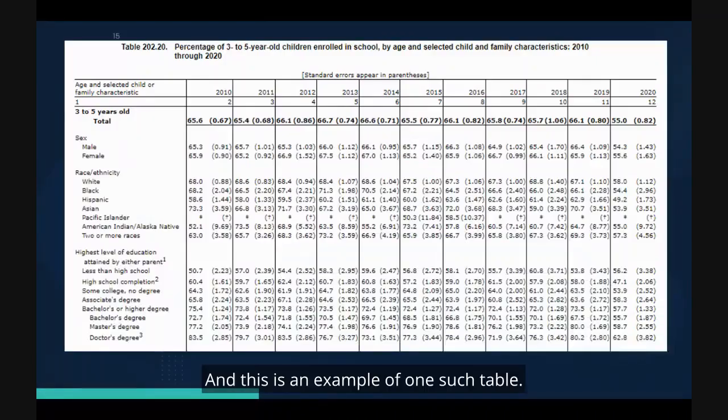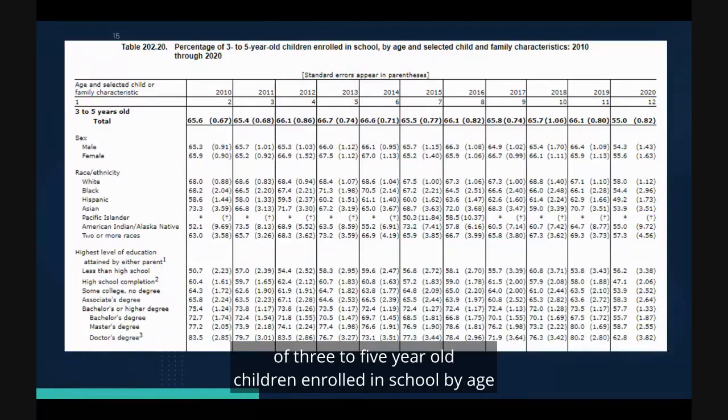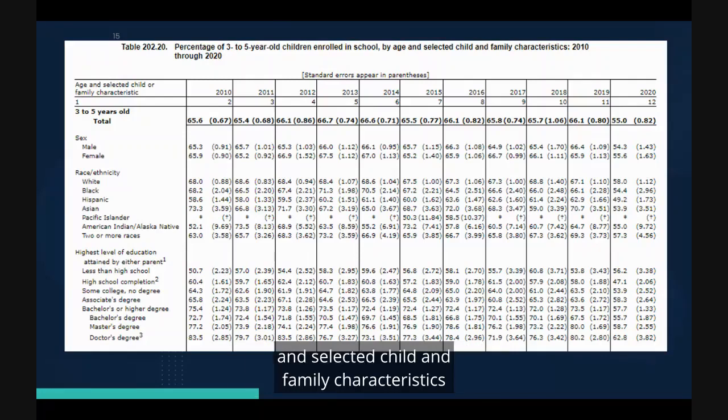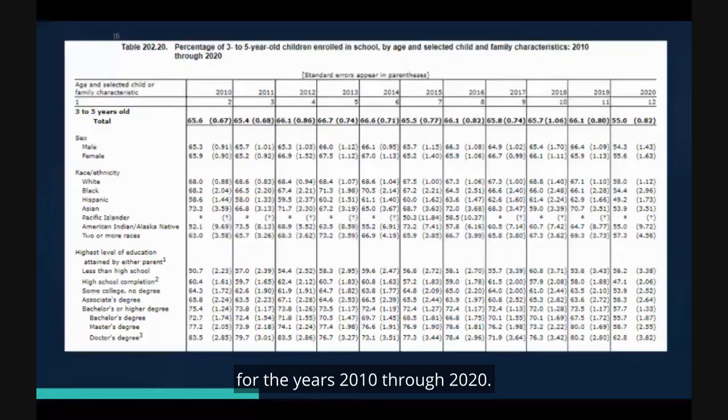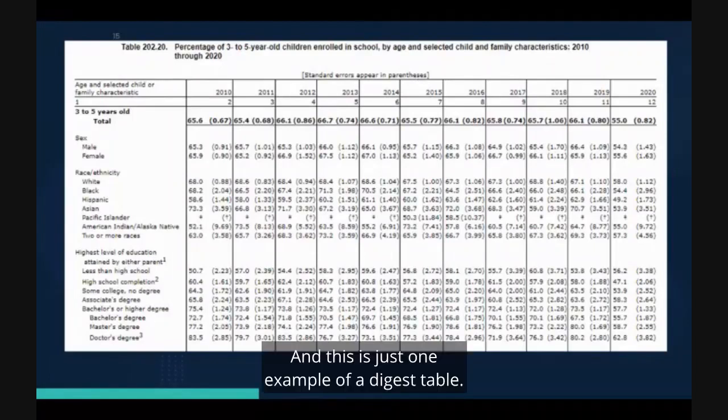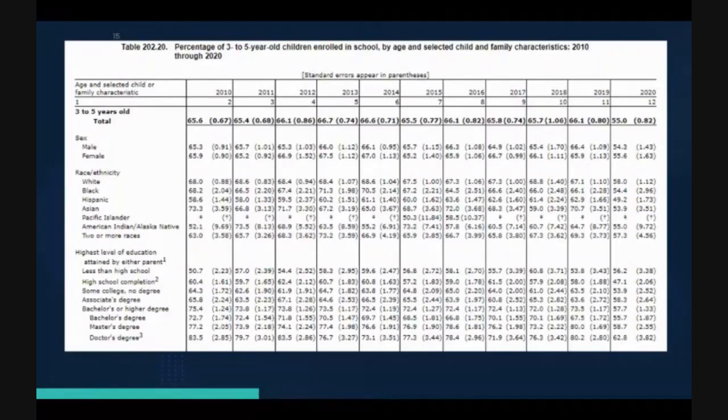And this is an example of one such table. This is table 202.20, and it presents the percentage of 3 to 5-year-old children enrolled in school by age and selected child and family characteristics for the years 2010 through 2020. And this is just one example of a digest table.